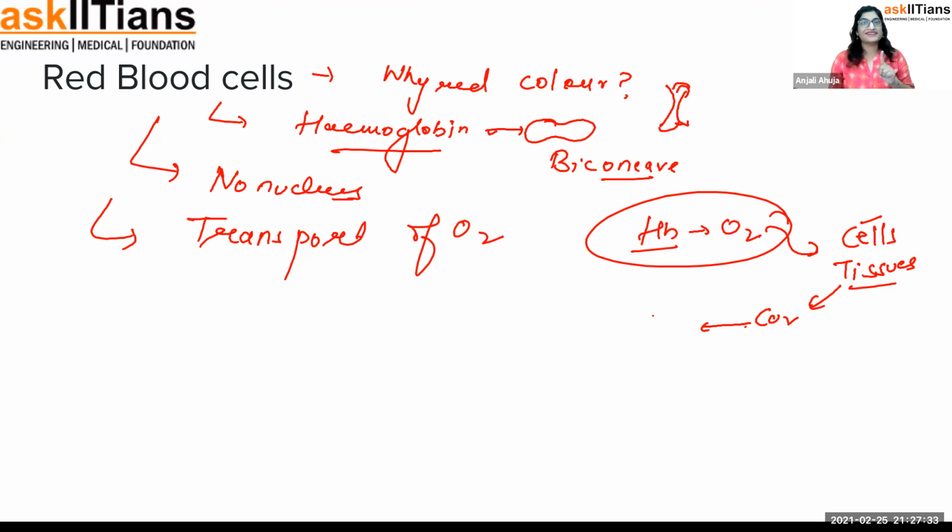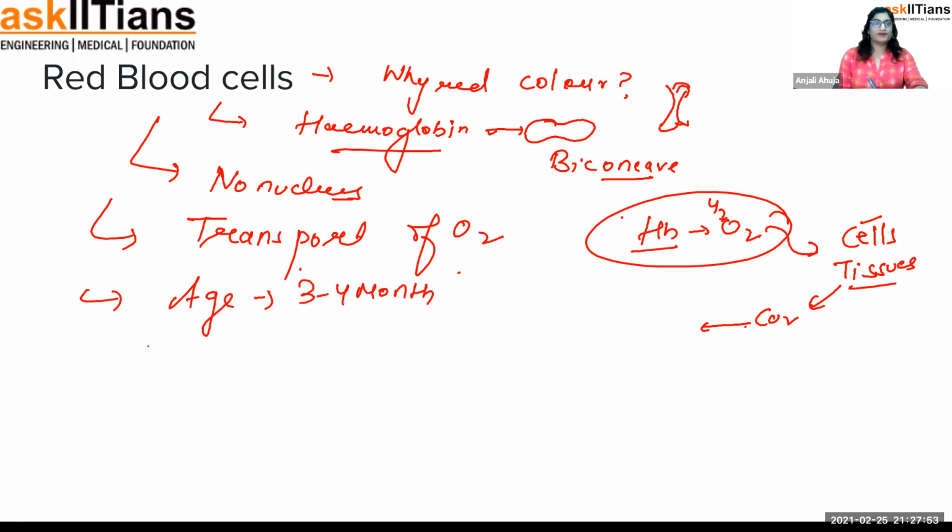If you do not get it, play the video again, move back, listen to me carefully again, okay? So now the next thing, this is helping in the transport of oxygen. One hemoglobin can carry 4 oxygen molecules at a time. First of all, the age of RBC is 3 to 4 months, and their birthplace is bone marrow.